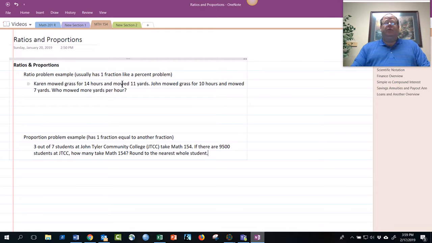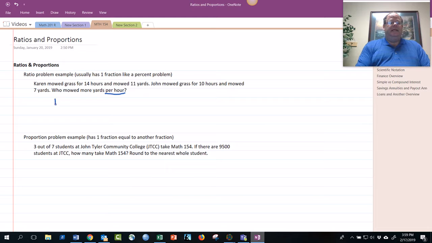Karen mowed grass for 14 hours and mowed 11 yards. John mowed grass for 10 hours and mowed 7 yards. Who mowed more yards per hour? All right. Well, the ratio for Karen, so it's yards, so it's per hour, right? That tells you the "per" like to divide the hours in the denominator. So Karen mowed 11 yards in 14 hours. This was Karen. All right.